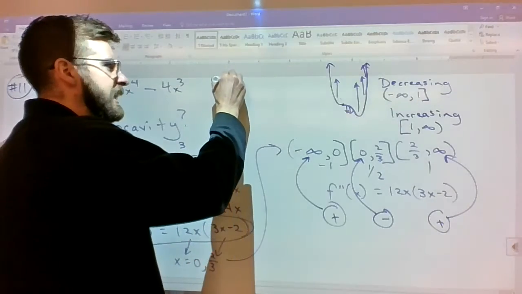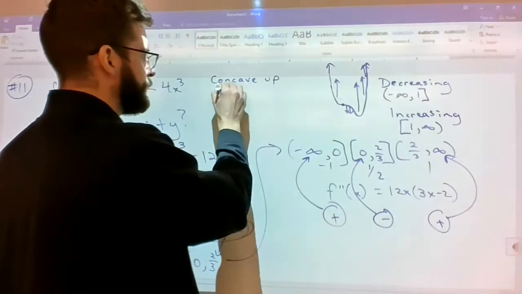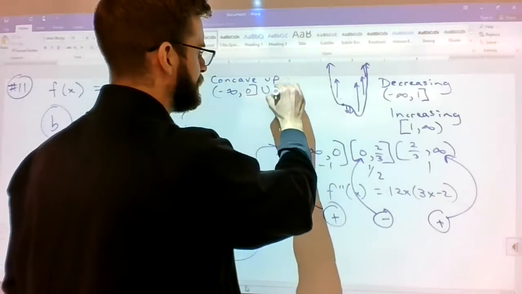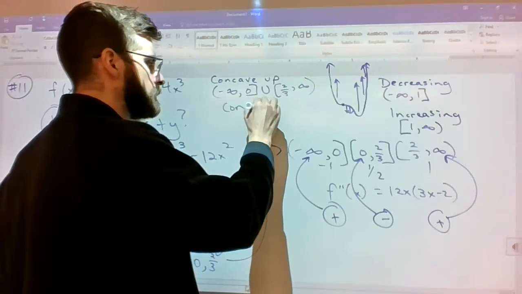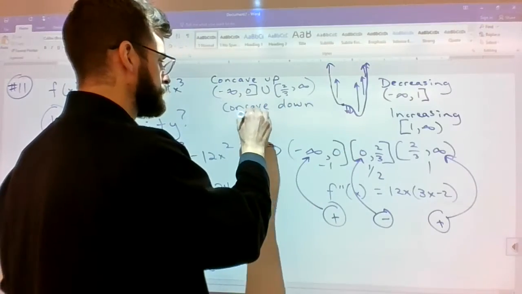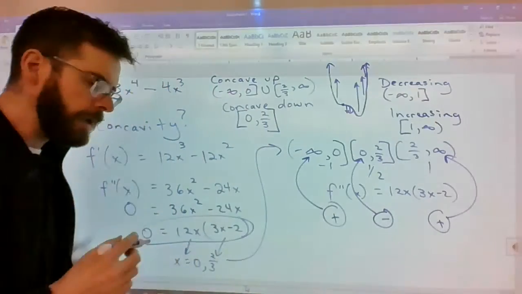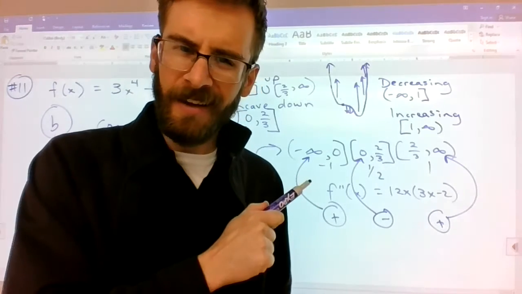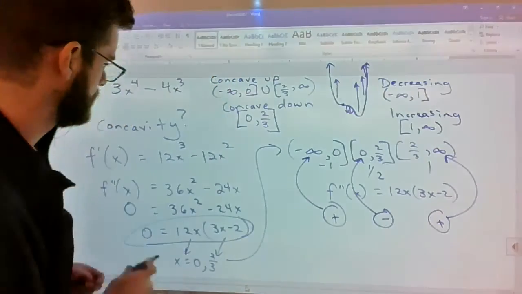So we are concave up from negative infinity to 0 in union with 2/3 to infinity. And we are concave down from 0 to 2/3. And I can't remember. I know brackets are used for intervals of increasing and decreasing, but I think concavity might be parentheses instead. I need to look into that again.